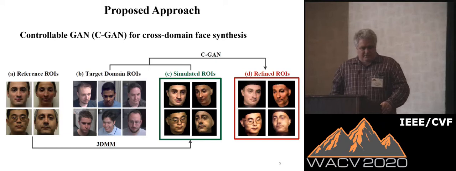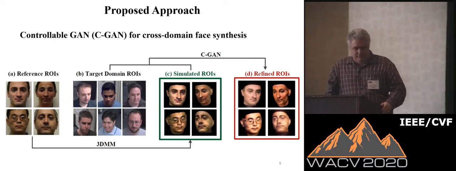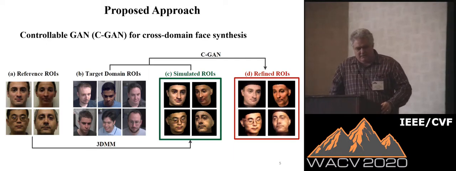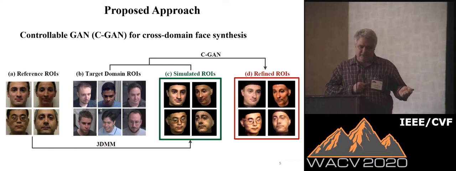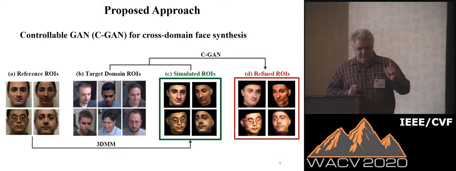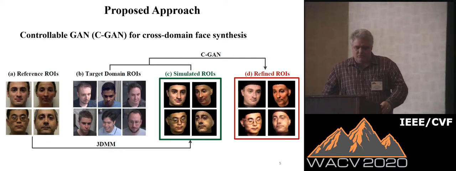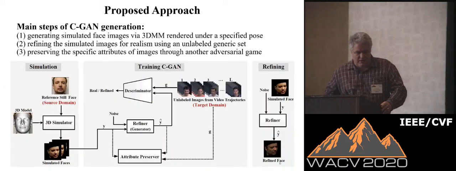So our system is a controllable GAN for cross-domain face synthesis. Essentially, there are two parts. In the first part, we generate simulated face images based on a reference set, rendered according to a certain pose. The second part is the CGAN, where we exploit these simulated images and target data to produce refined images. The next slide contains a more detailed view of the system that I'll go over rapidly.